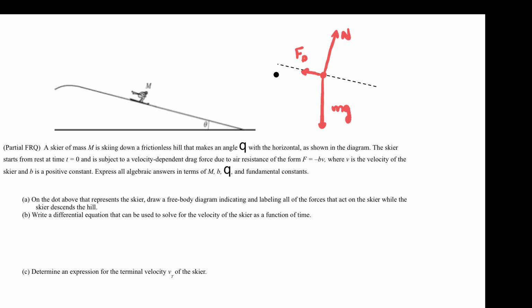All good? All righty. Write a differential equation that can be used to solve for the velocity of the skier as a function of time. All right.